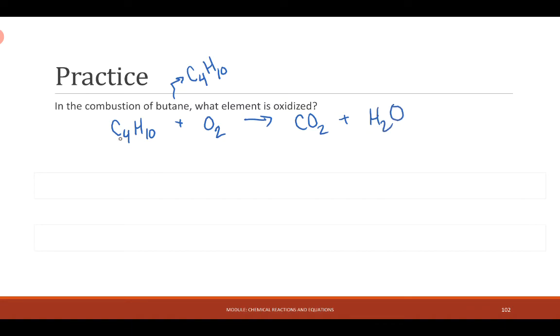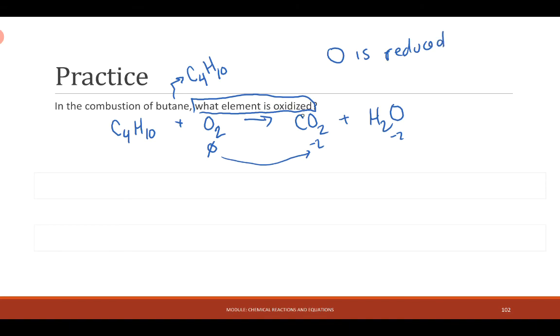I don't really need to balance the whole equation in order to answer this question, because this question is not asking about the equation, it's just asking about oxidation. So I really only need to see what's changing. I can see right away that this oxygen here is a 0 oxidation state, and then in either of these, it's a -2. And so oxygen is reduced.